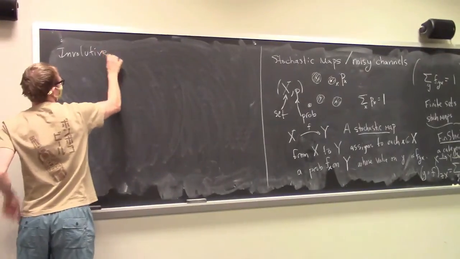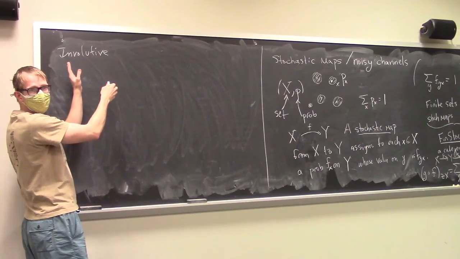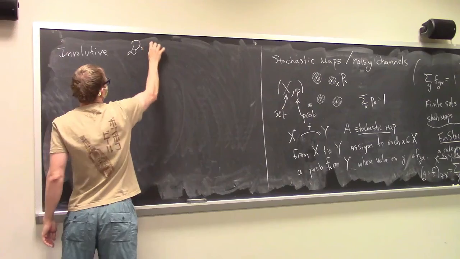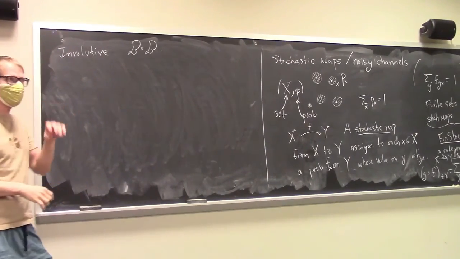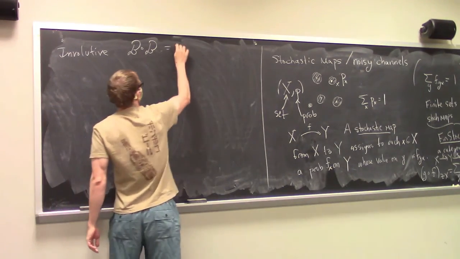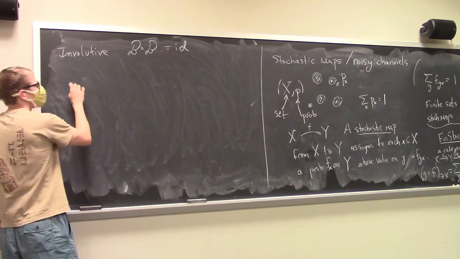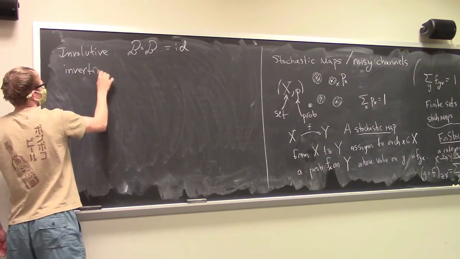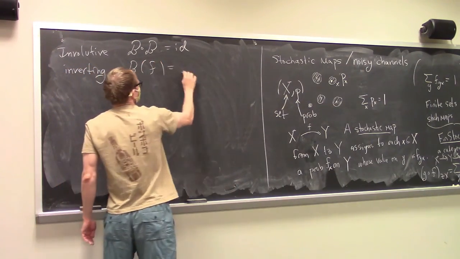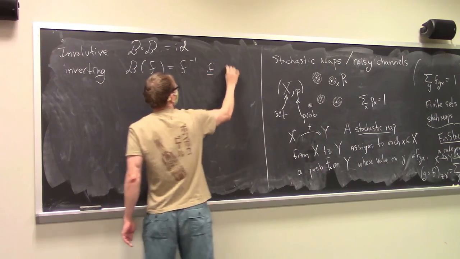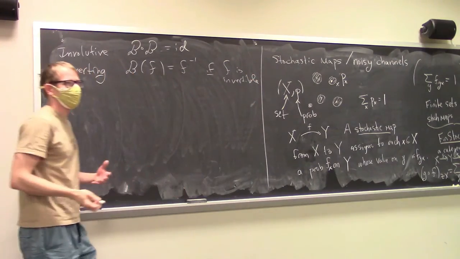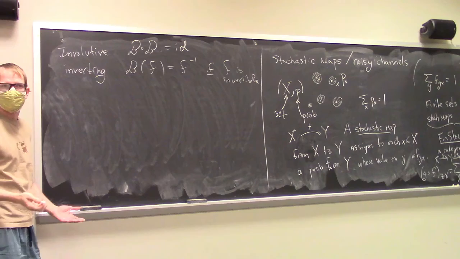So let me say what involutive means. Involutive is exactly what Boole published in 1854, so far without categories. So involutive means that B composed with B is the identity. Okay. And inverting means B of F is F inverse if F is invertible. This is a name I made up, but I'm sure this notion exists elsewhere.